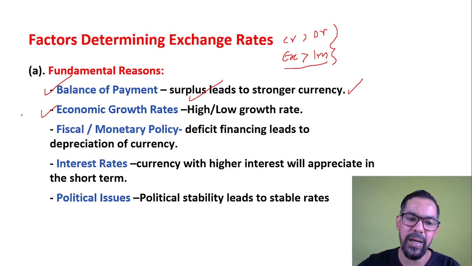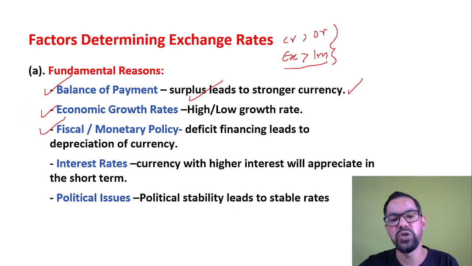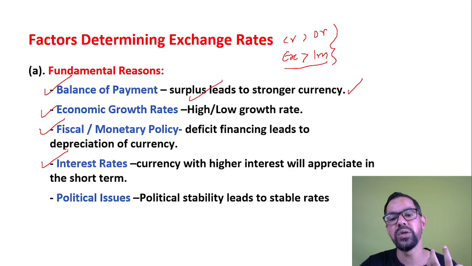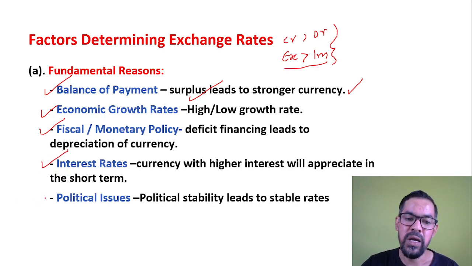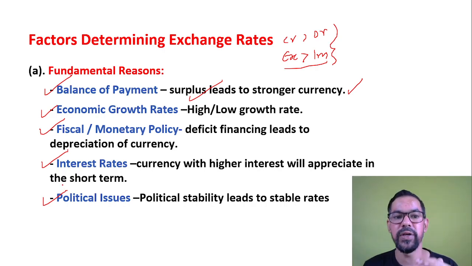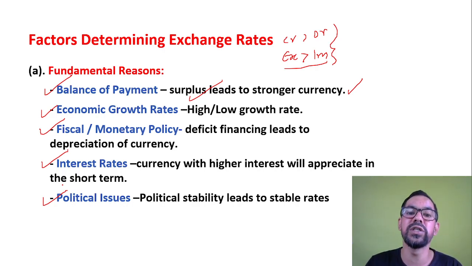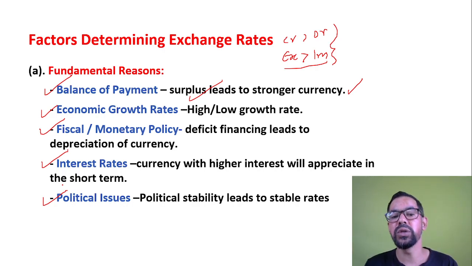Fiscal and monetary measures. Again, how we are tackling deficit financing, how we are managing currency and the inflation level, that is again going to help. Interest rate. How is the interest rate appearing in that particular economy? Short term again, we can say. Political issues. If we have political stability, which means our guidelines, rules and regulations will remain constant for the time being, that generally helps.